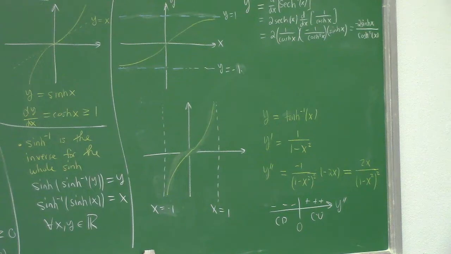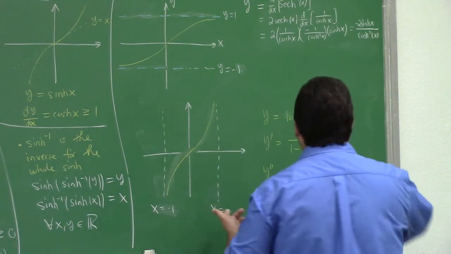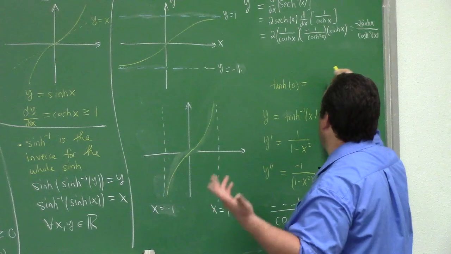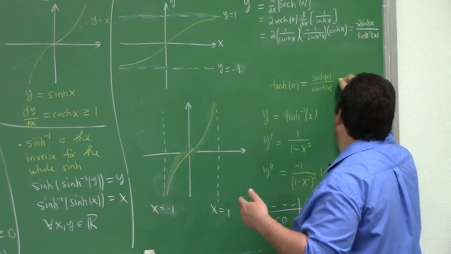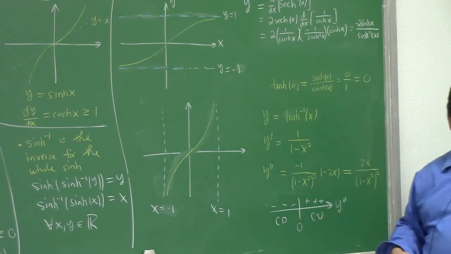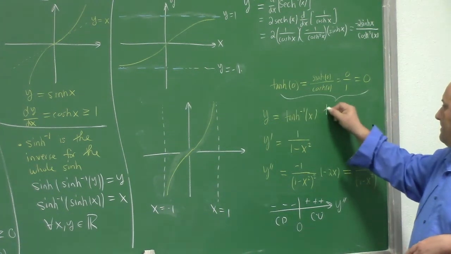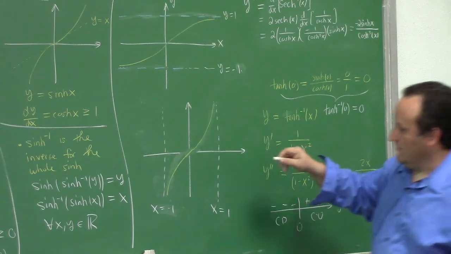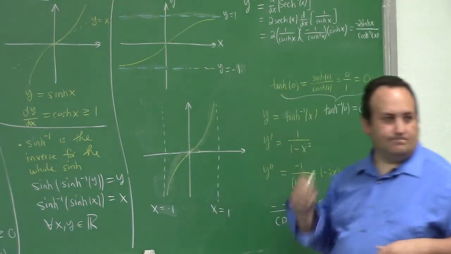We know the slope should be 1 because we also know that it goes through the origin, because tanh of 0 is sinh of 0 over cosh 0, which is 0 over 1, which is 0. And that says the inverse hyperbolic tangent of 0 is also 0, right? So yeah, I know it goes through the origin. But I also know that it has slope 1 at the origin because I have the derivative, right?